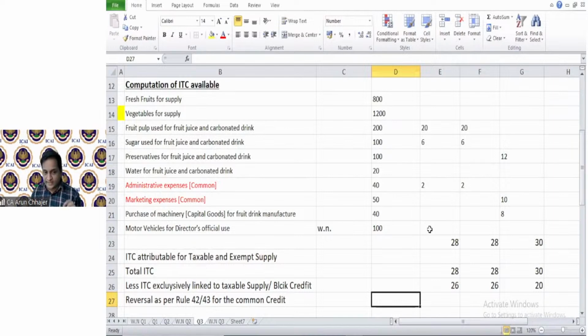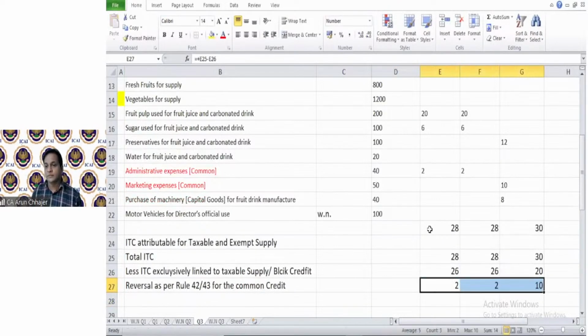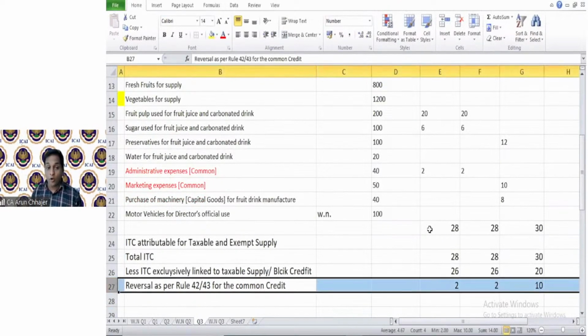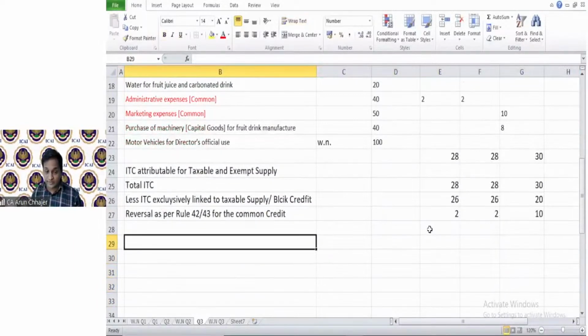So this is the ITC exclusively linked to the taxable supply, etc. So the common ITC, I can say this much. And now this is the common ITC. How much ITC need to reverse? So I have to calculate the ratio.